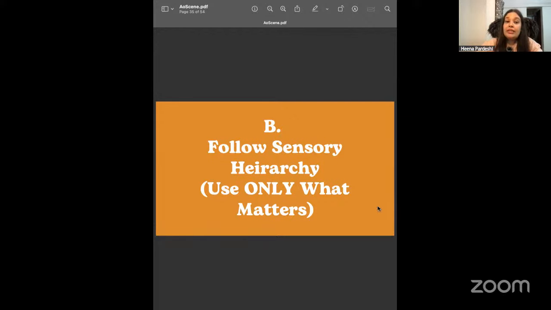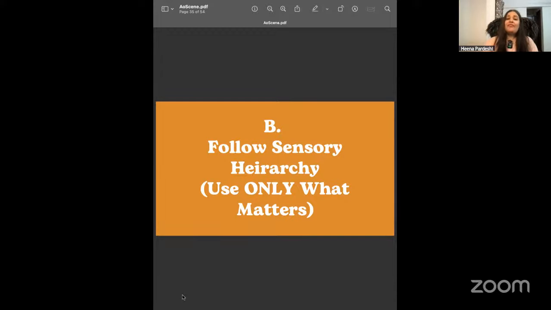We have level one, which is the dominant sense. This is the single, sorry, you just have to excuse me for a second. Sorry, my throat is giving out a little.